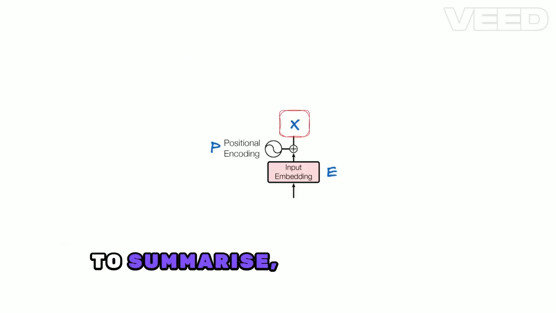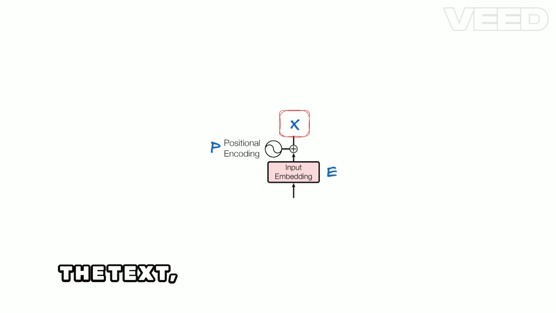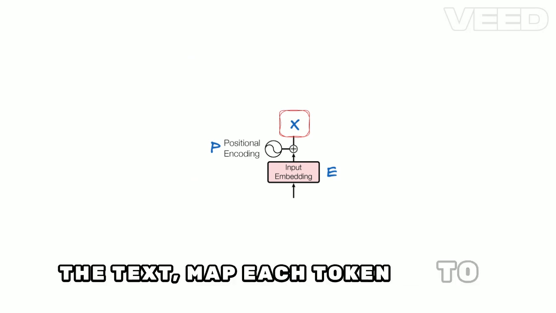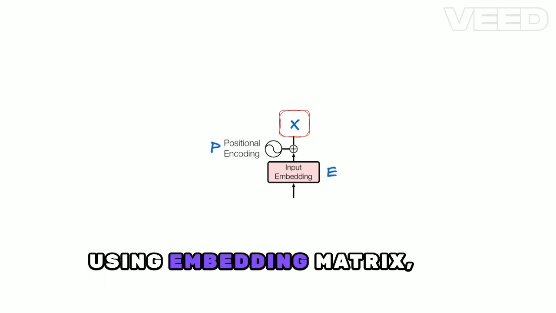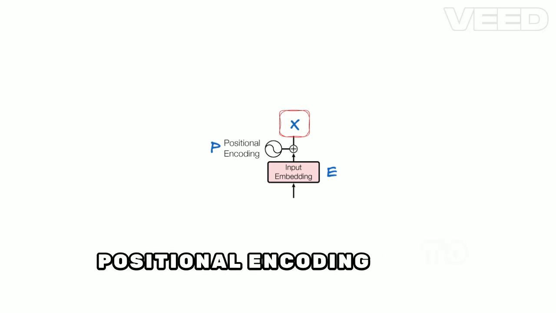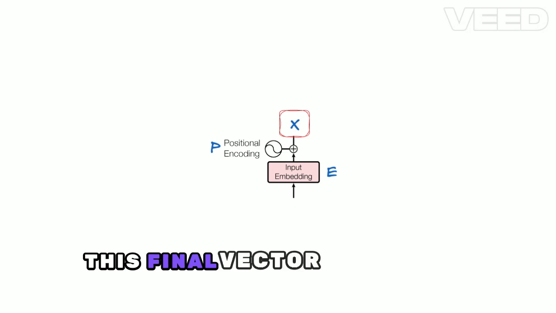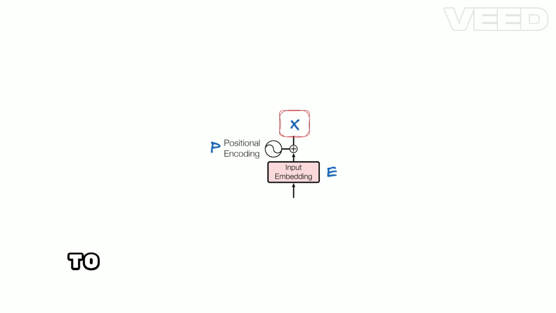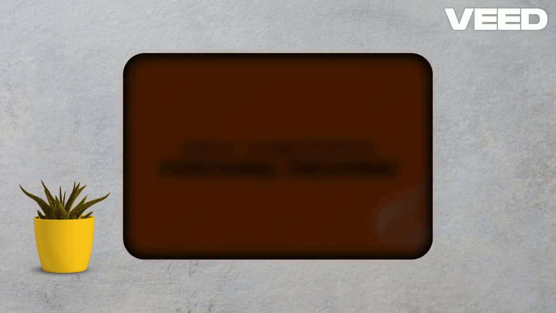So, to summarize, we start with tokenizing the text, map each token to an ID using the embedding matrix, and then add positional encoding to this embedding. This final vector is what the model uses to understand and process the input.